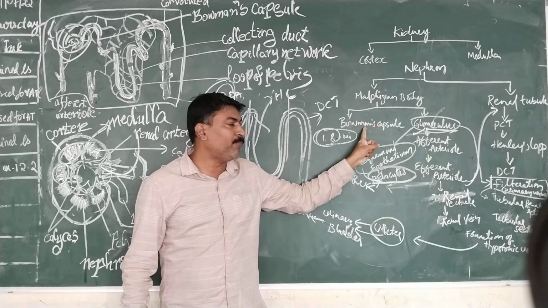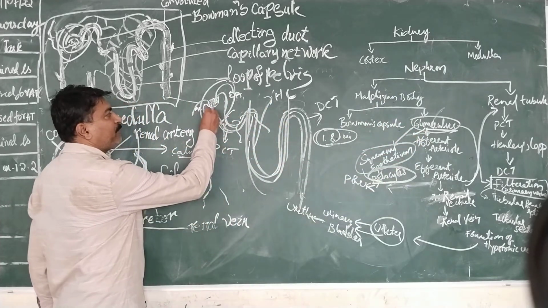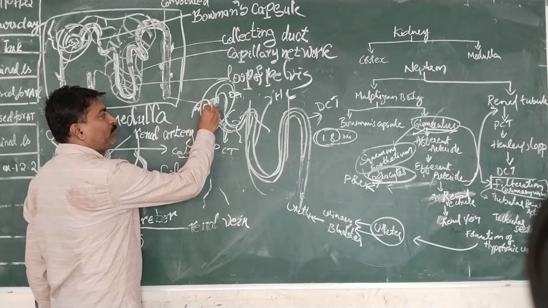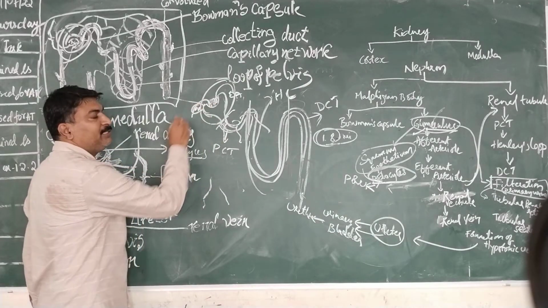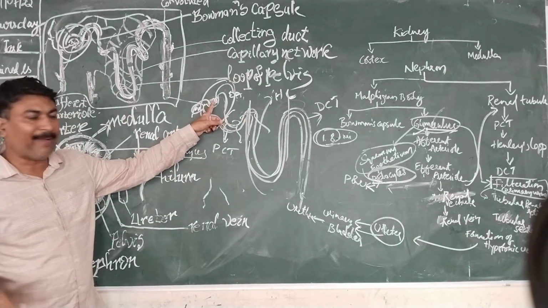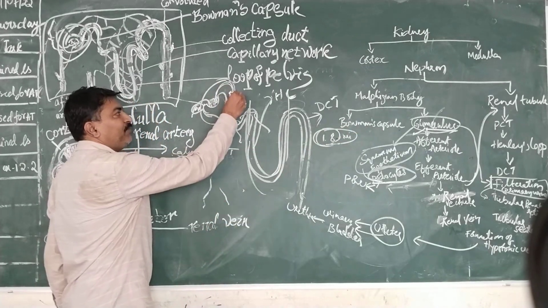Malpighian body will consist of Bowman's capsule and glomerulus. Bowman's capsule will allow the arteriole to enter into it. The entering arteriole is known as the afferent arteriole, and it will form a network of capillaries, which is known as the glomerulus, and it will leave as the efferent arteriole.